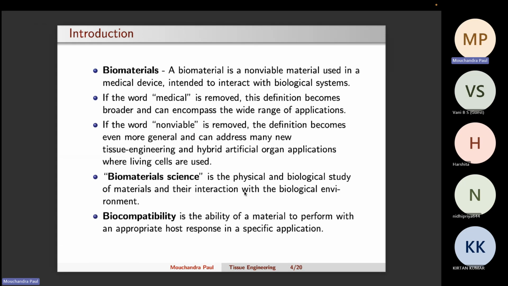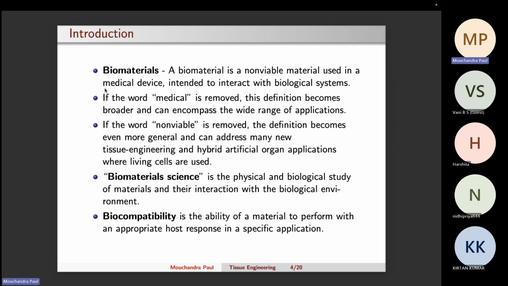So what are biomaterials? A very simple definition is it is a non-viable material, and it is used in medical devices intended to interact with biological systems. Those materials which are non-viable means they are not living. They are used for making medical devices and they are going to interact with biological systems. So when a material fulfills all these three criteria, it is called a biomaterial.